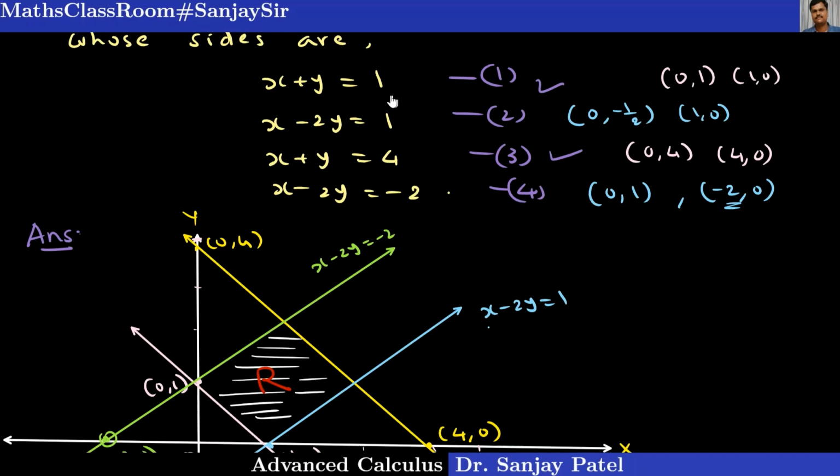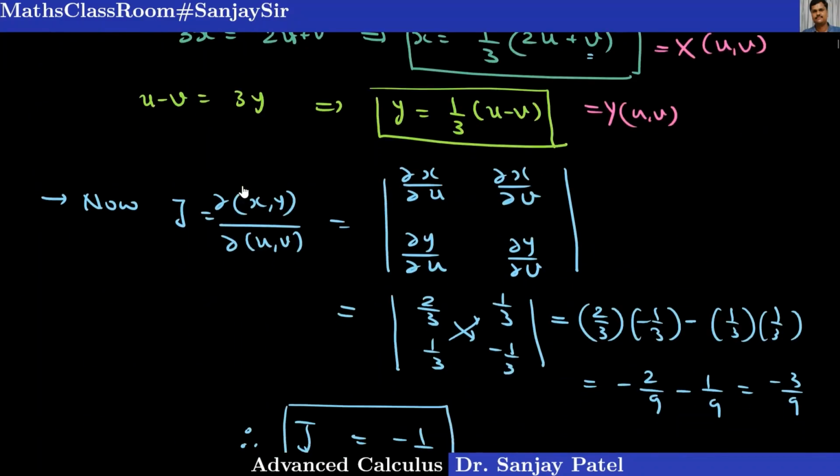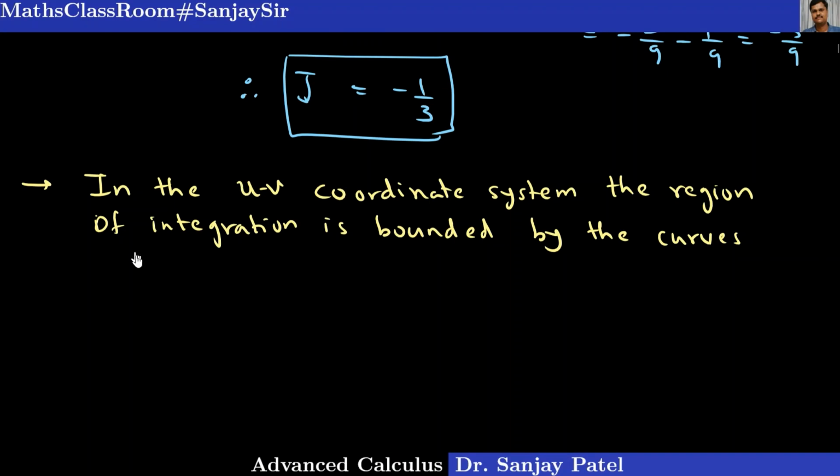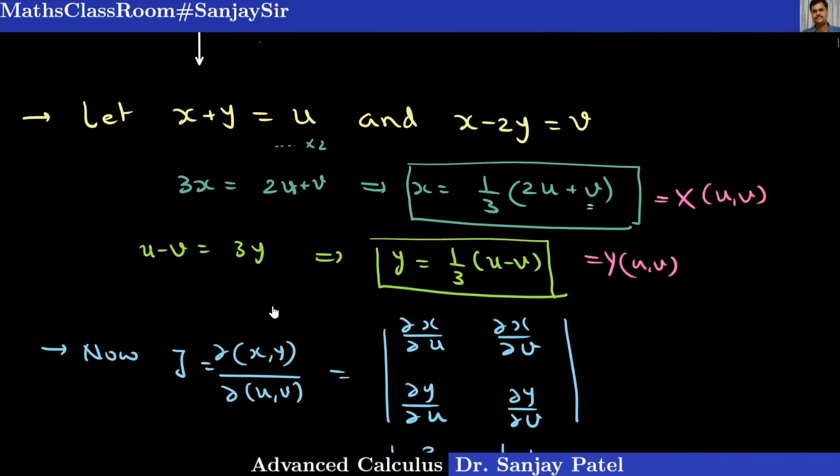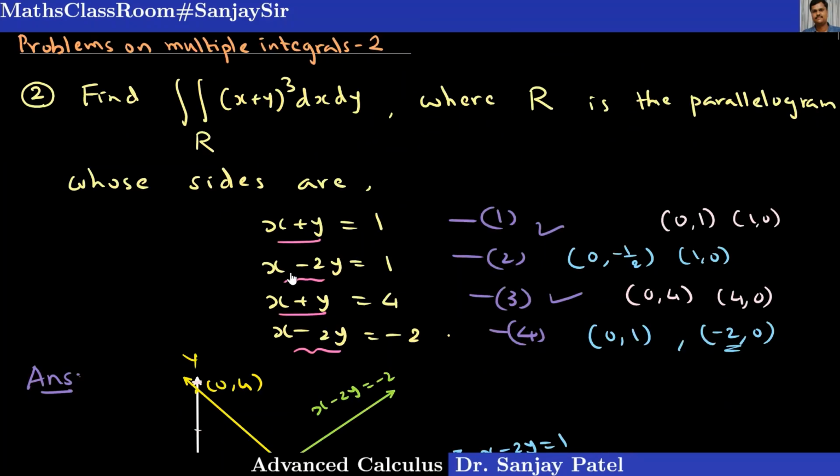So it is bounded by u equal to 1. This is u, and this is your v. So u is equal to 1, u is equal to 4, v is equal to 1, and v is equal to minus 2. Let me write this way. It is bounded by the curves: u is equal to 1, then the second equation v is equal to 1, third equation u is equal to 4, and the fourth equation is v is equal to minus 2, just replacing this.